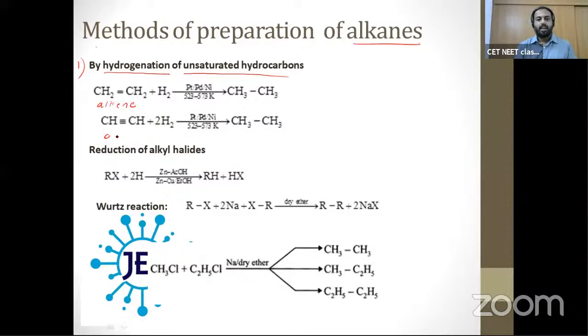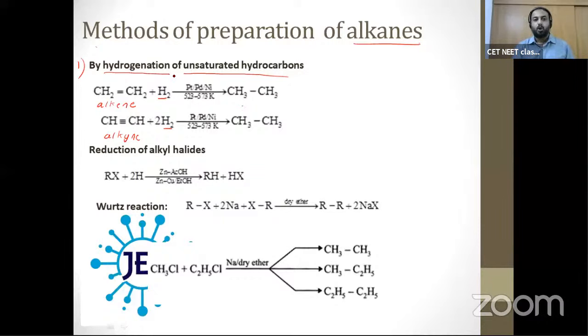If an alkene or an alkyne is made to react with hydrogen gas at a high temperature, high pressure, in presence of metal catalysts like platinum, palladium, nickel, etc., the unsaturated compound gets converted to saturated compound, which is an alkane.